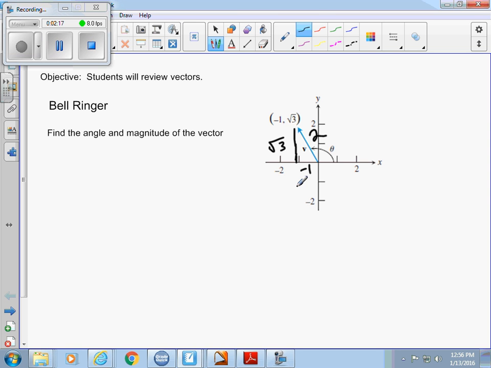Pythagorean theorem. So, Pythagorean theorem would get you the third side if it weren't numbers that you could just do in your head. So, the magnitude or the length of the vector, often denoted with a double-barred V or a single-barred V, depending on the textbook used, is 2.